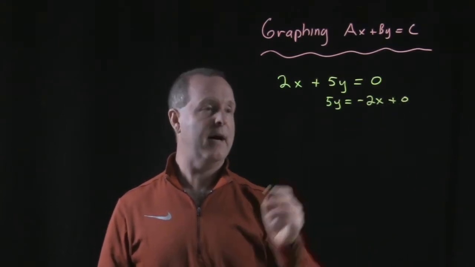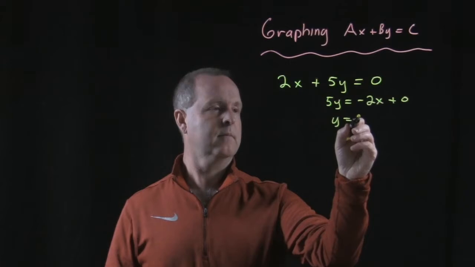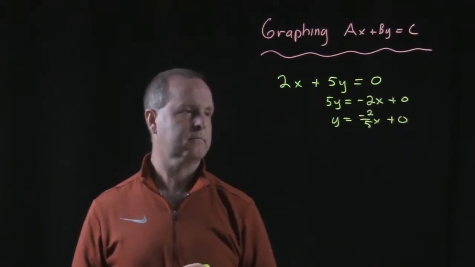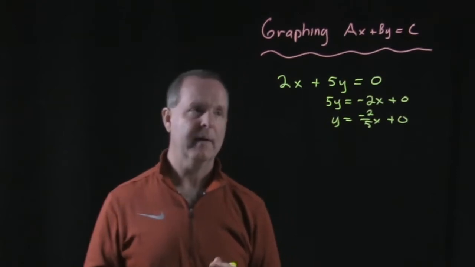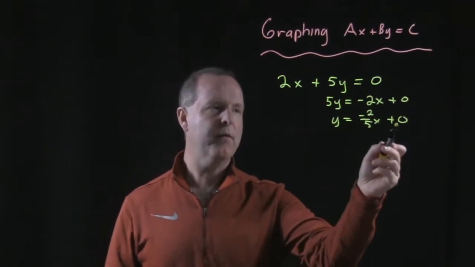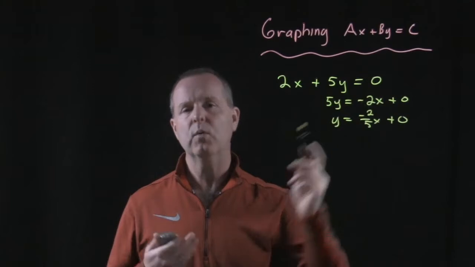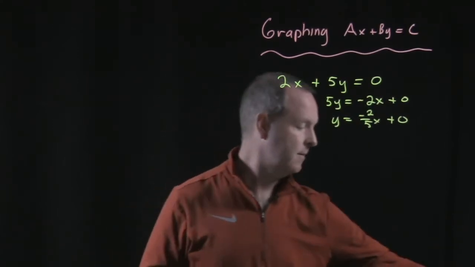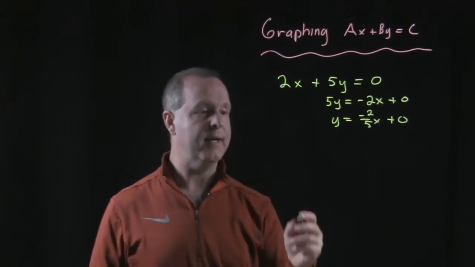Divide both sides by 5. And now we have an equation in slope-intercept form, although my y-intercept is 0, which is what I would have expected. So from here, what can we do? Well, let's draw our grid.